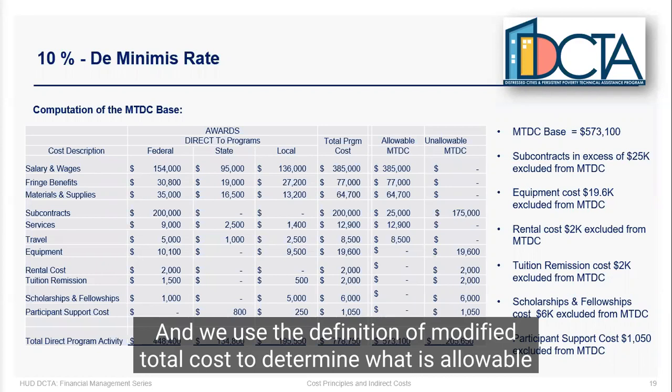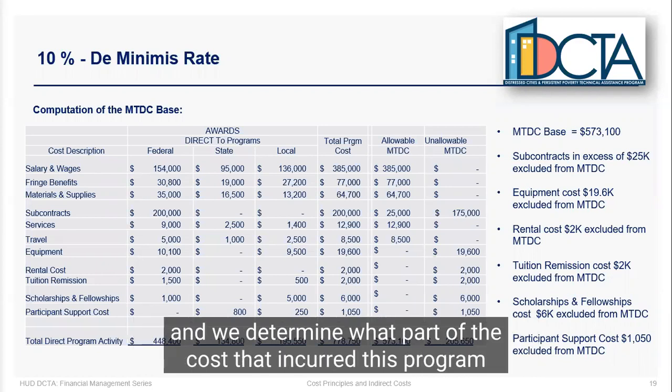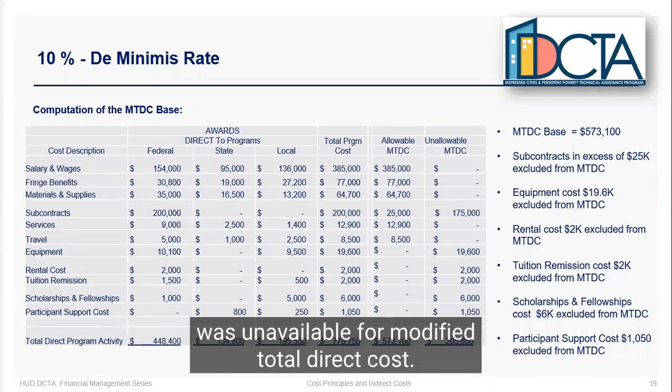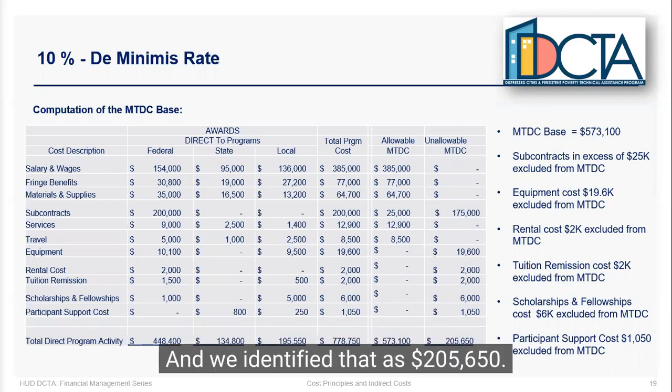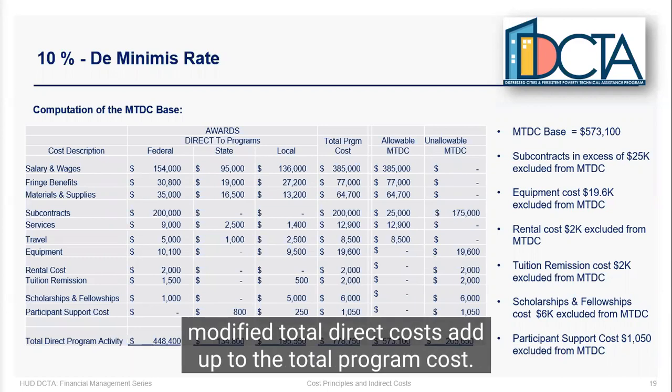And then what we did here, we identified the cost that is allowable per modified total direct cost. And we used the definition of modified total direct cost to determine what is allowable. And we determine what part of the cost that incurred this program was unallowable per modified total direct cost. And we identify that as $205,650. The combination of allowable and unallowable modified total direct costs add up to the total program cost.